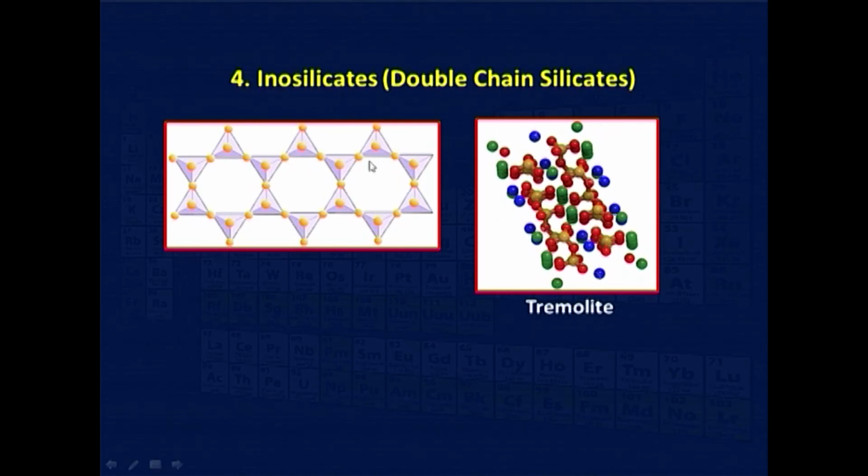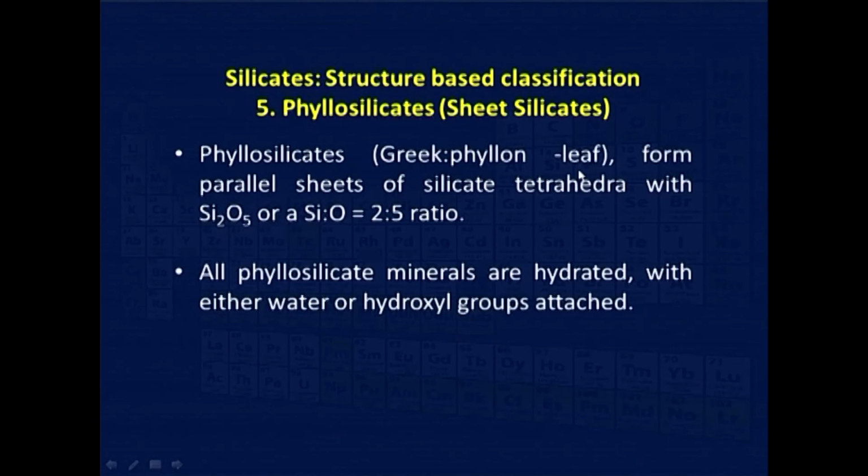This is how the 3 oxygens at the corners of this tetrahedron have been attached with the other tetrahedron, making the 2 chains, the double chain silicate. The next category is phyllosilicate, which has a sheet-like structure. Phyllo represents leaf in Greek. It forms parallel sheets of silicate tetrahedra with Si2O5, having a silicon to oxygen ratio of 2:5. All phyllosilicate minerals are hydrated, with either water or hydroxyl groups attached.